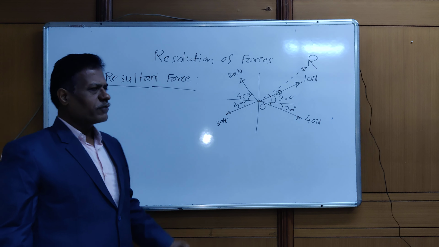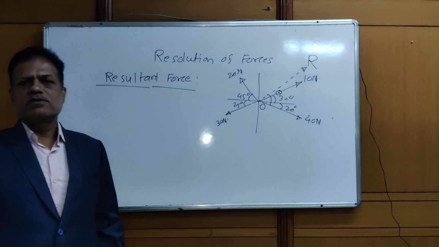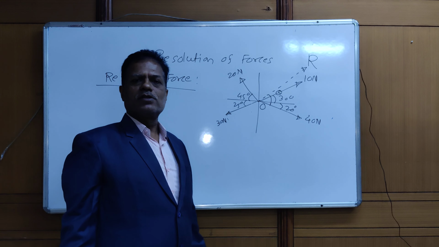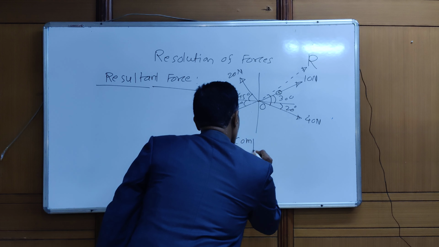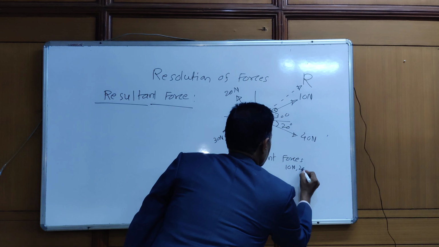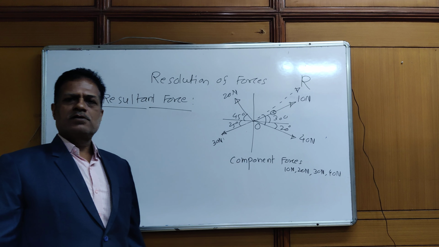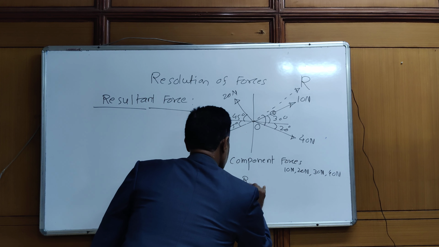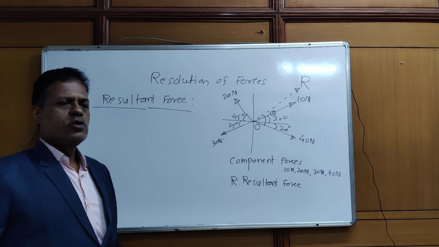So the resultant of these four forces will be a single force which, when acting with all these four forces, produces the same effect as is produced by the individual forces acting together. These individual forces 10, 20, 30, 40 Newton are called component forces, and R is the resultant of these component forces.